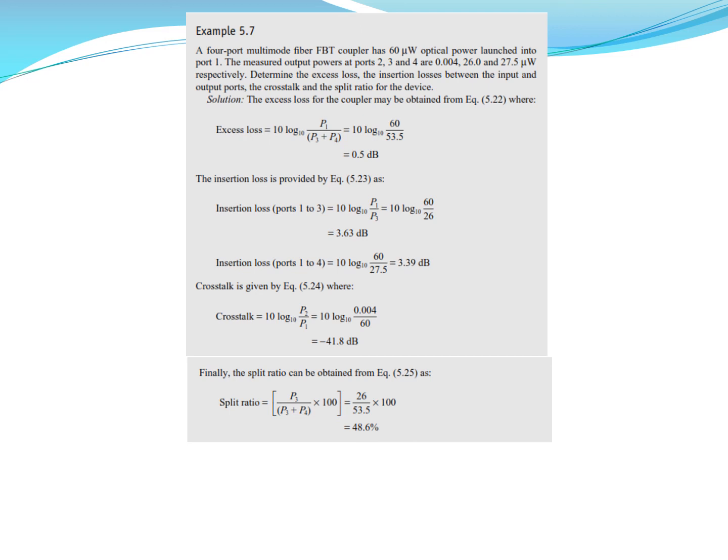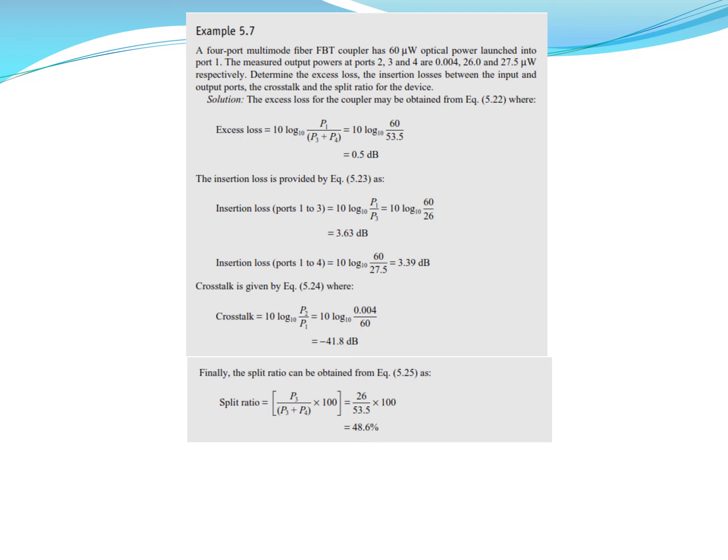Similarly, the next one, crosstalk. Crosstalk is 10 log of P2 by P1. P2 is the power related to port 2. So it is 0.004 divided by P1, which is 60. So it is minus 41.8 dB.